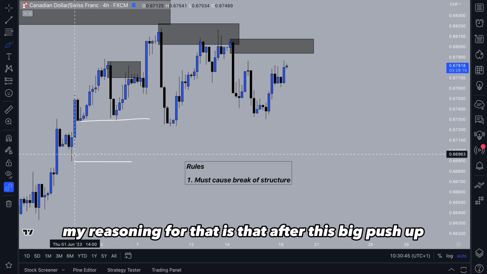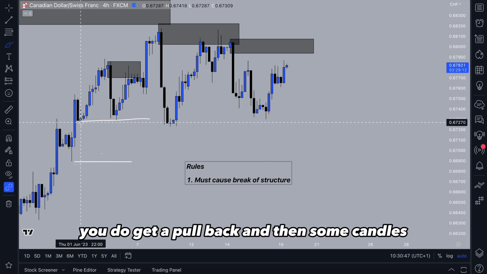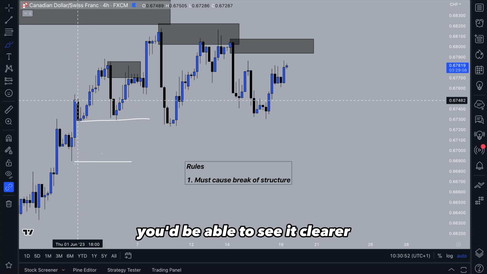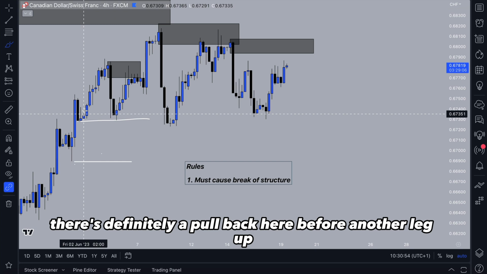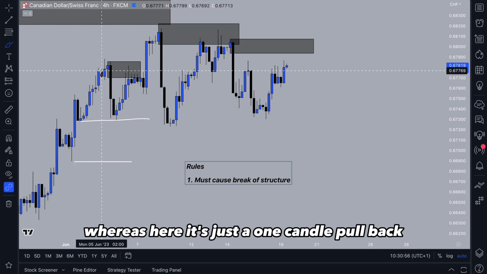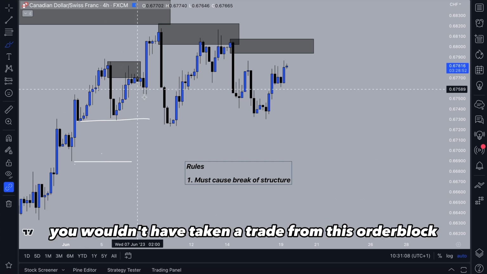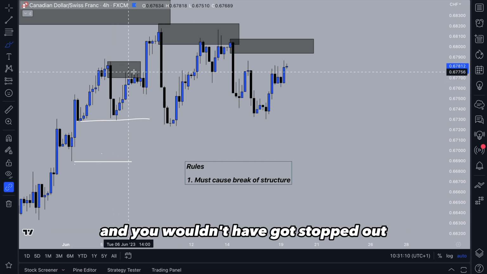My reasoning for that is that after this big push up, you do get a pullback and then some candles that are still in this area. If you went to a lower time frame especially, you'd be able to see it clearer. But there's definitely a pullback here for another leg up. Whereas here, it's just a one candle pullback and it's not really a proper structure point. And so following this rule, you wouldn't have taken a trade from this order block and you wouldn't have got stopped out.